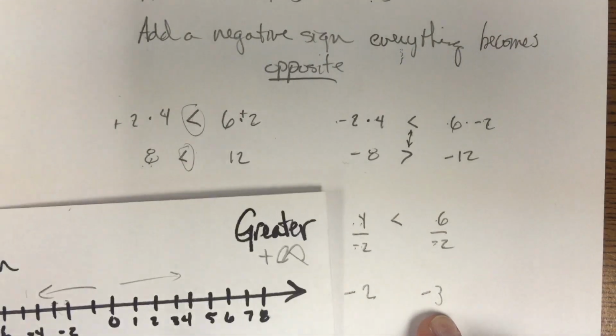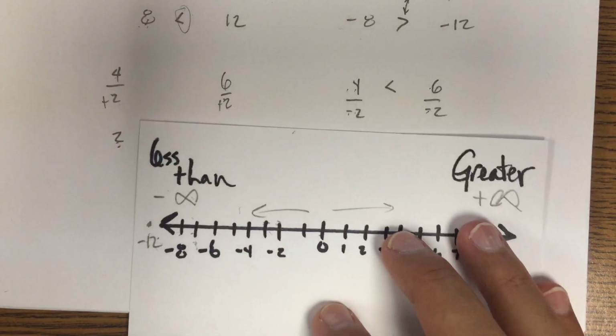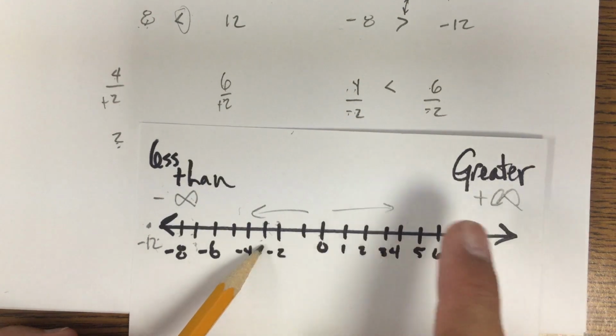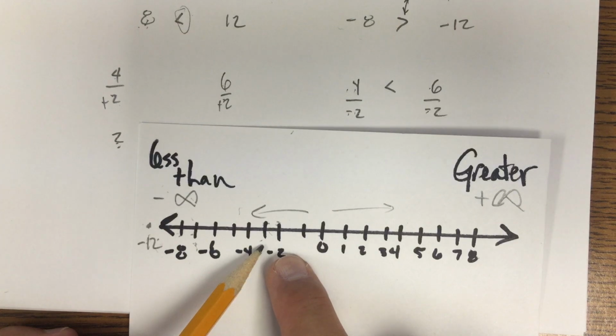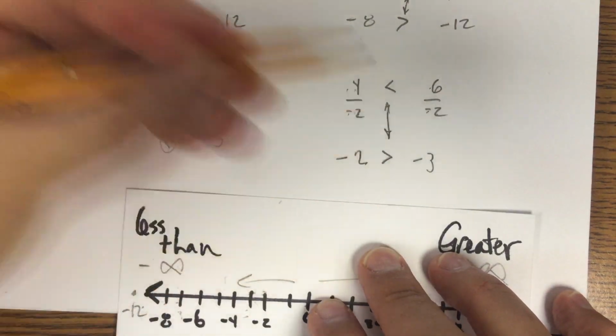Okay, well, let's look at our number line again. We've got negative 2 and negative 3. Let me move this up. Negative 2 and negative 3 is right here. Which one is greater? Which one is to the right? Negative 2. Negative 2 is greater. Uh-oh. It happened again.